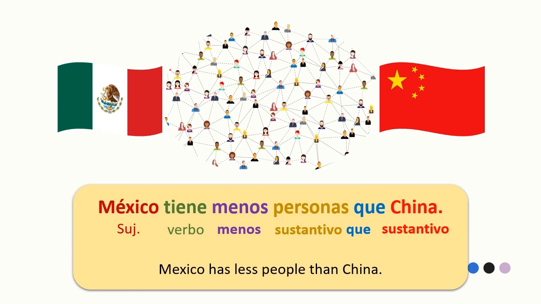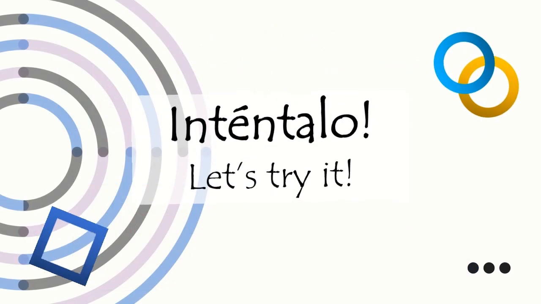The verb have, conjugated in third person singular, tiene, the word less, menos, the plural noun, personas, the word than, que, and finally the other noun, China. Altogether is México tiene menos personas que China.